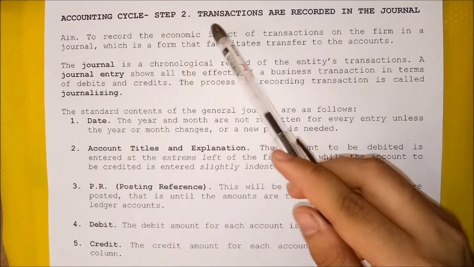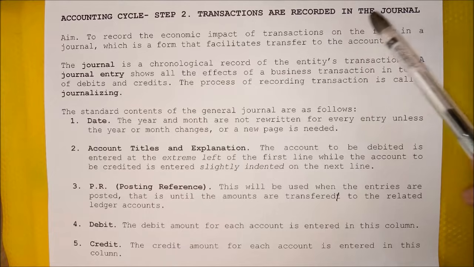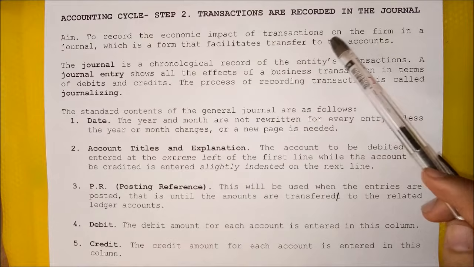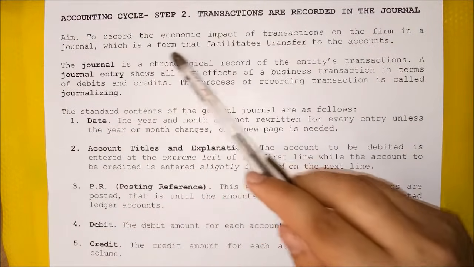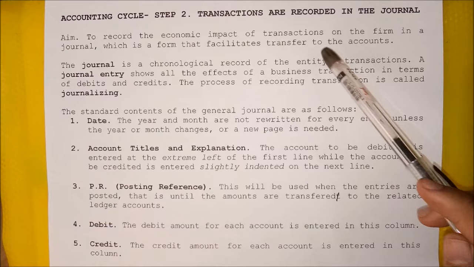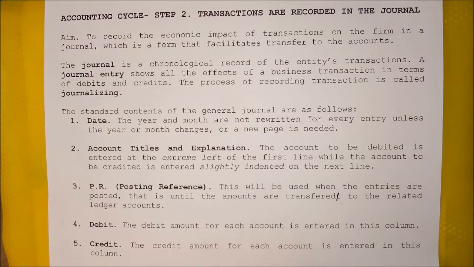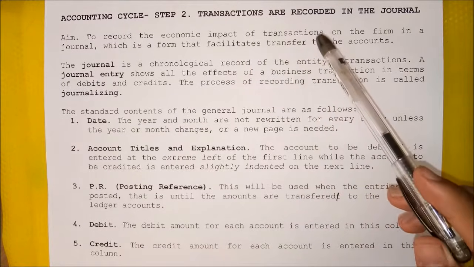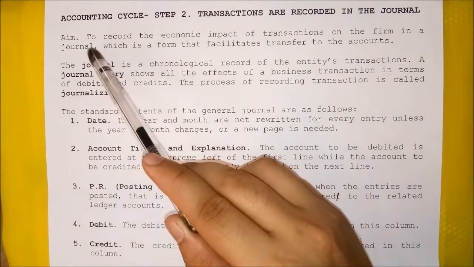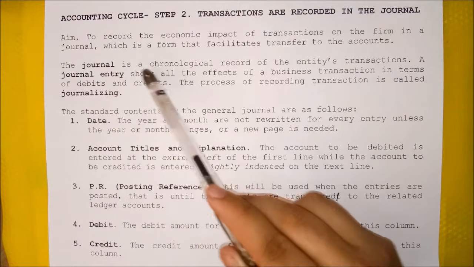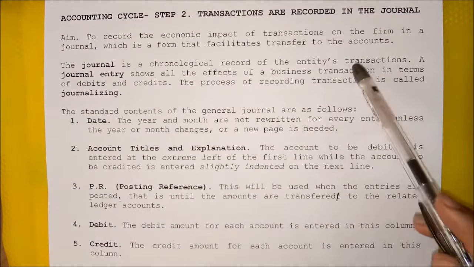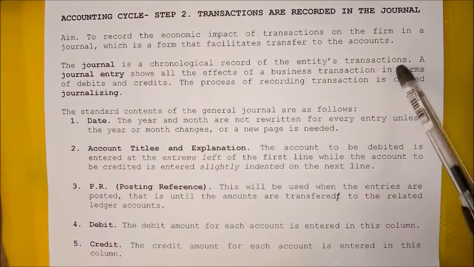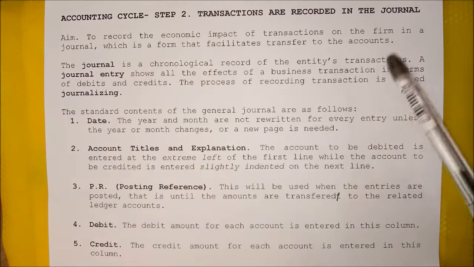Accounting cycle, Step 2: Transactions are recorded in the journal. The aim is to record the economic impact of transactions on the firm in a journal, which is a form that facilitates transfer to the accounts. So ang gagawin natin ay i-record natin ang lahat ng financial transactions ng isang entity in a journal. The journal is a chronological record of entities' transactions. Ibig sabihin, sa journal nilalagay ang lahat ng record ng financial transaction ng entity.